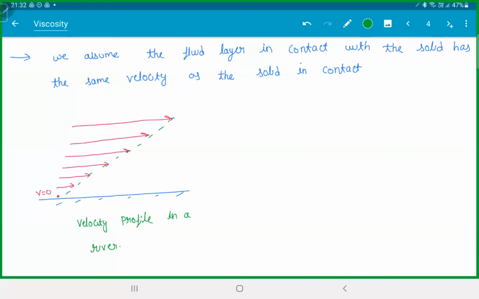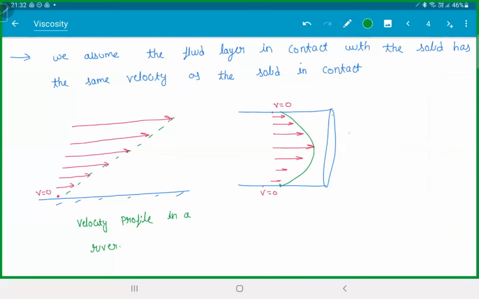Can you tell me how the water will flow in a pipe? Now here, where is the solid? The circumference. So at this point velocity will be 0. This point velocity will be 0. So it will be like this, this, this, this. So if you actually draw them, you get a parabola.